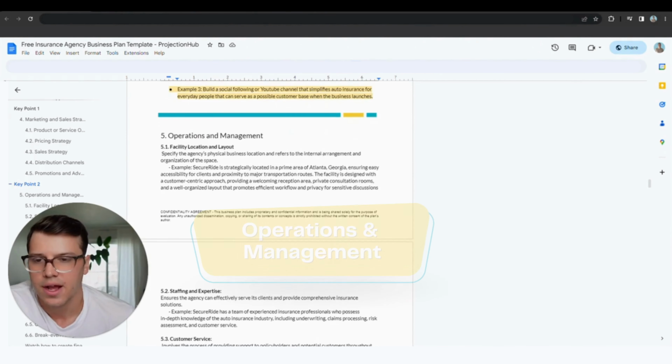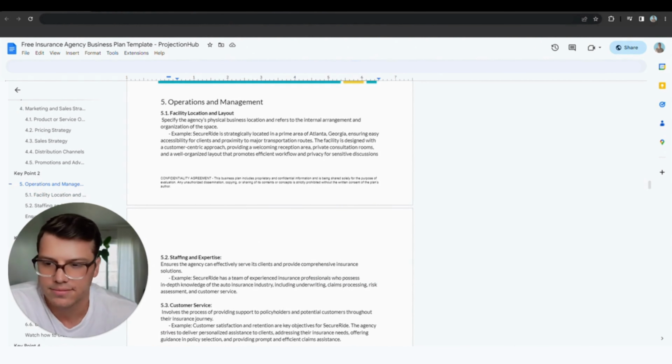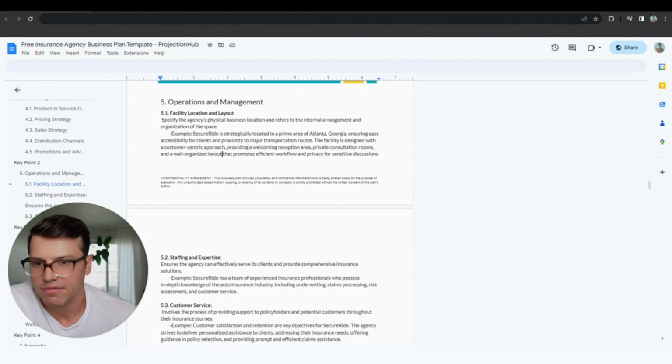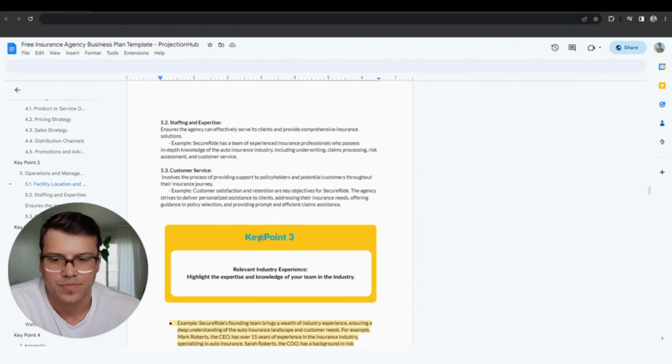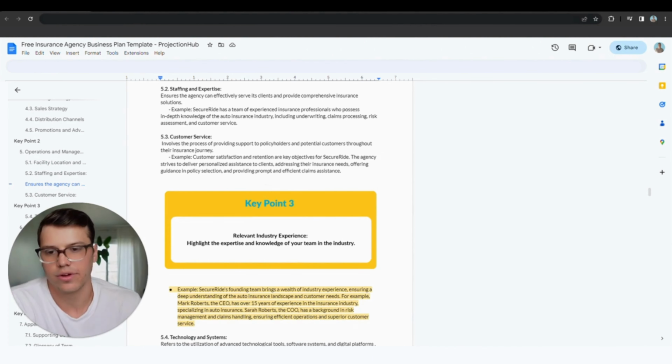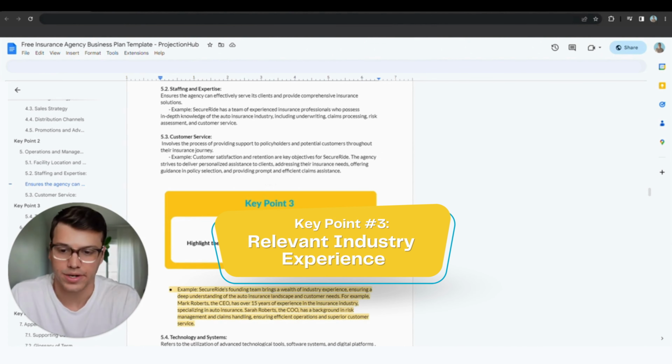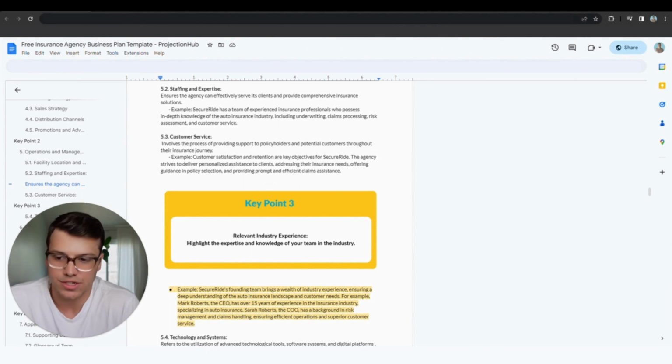Okay, moving on. Operations and management. This is going to be the logistics of the business. Are you actually going to have a facility and how that'll be laid out, your staffing plans, customer service. But I had alluded to key point number three earlier on, and this is going to be to talk about relevant industry experience. Insurance is one of those industries where it's pretty critical that you have experience in the industry in order for your lender probably to feel comfortable doing this.